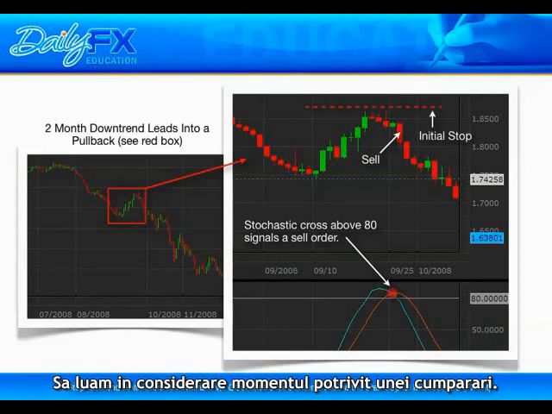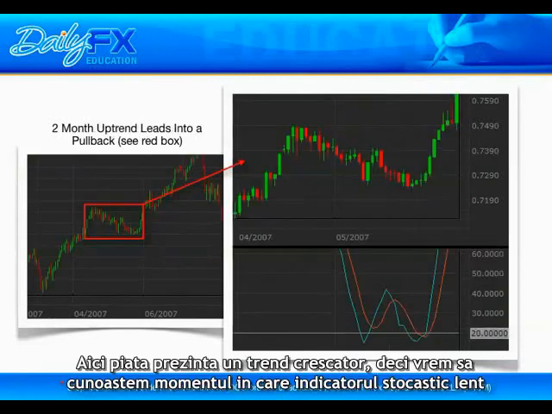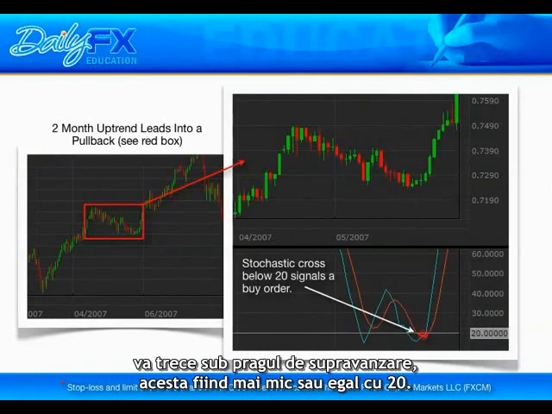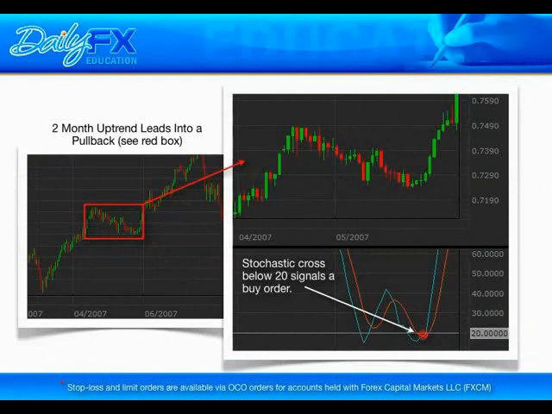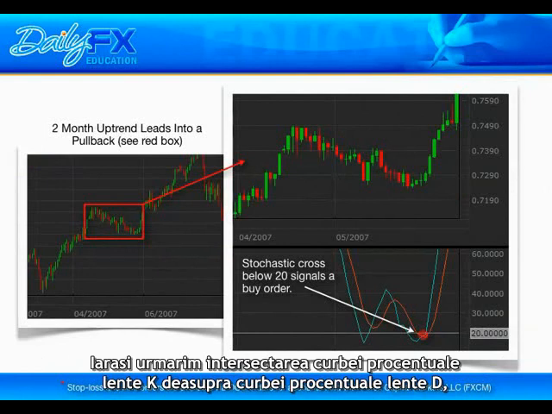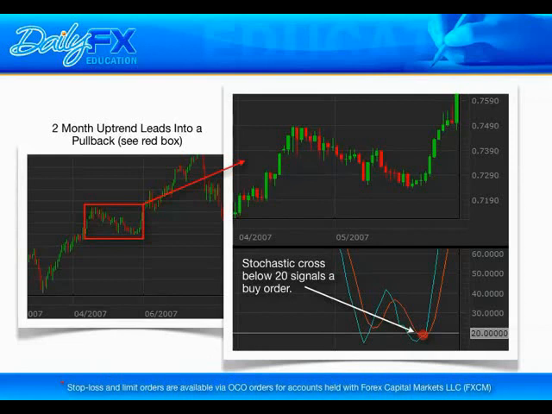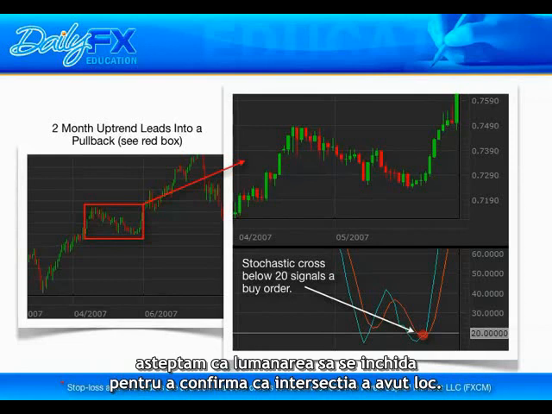Now let's take a look at a buy setup. Here we see the market in a strong uptrend. So we want to note when the slow stochastics moves down to the oversold condition, which is 20 or below. Once again, we look for the crossover by the slow percentage K line over the slow percentage D line. We wait for the candle to close in order to confirm that the crossover has taken place.